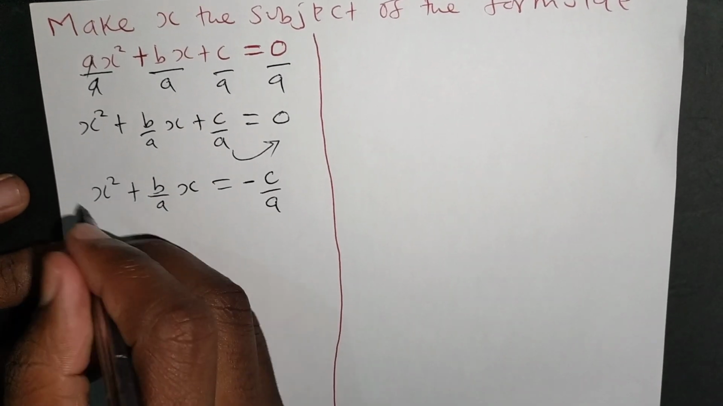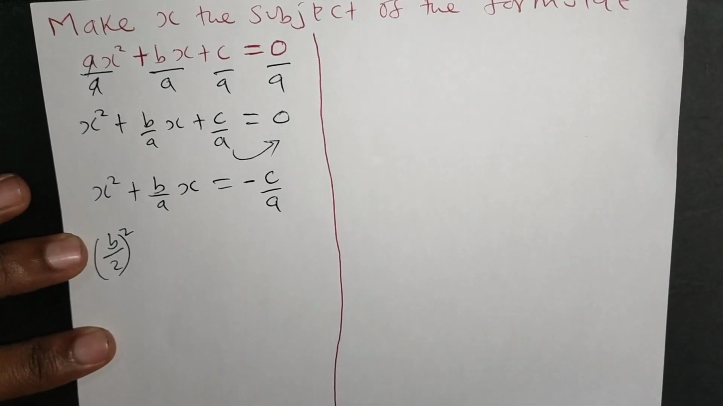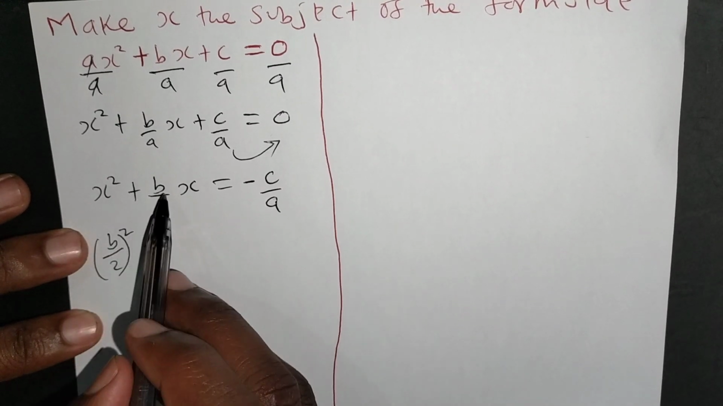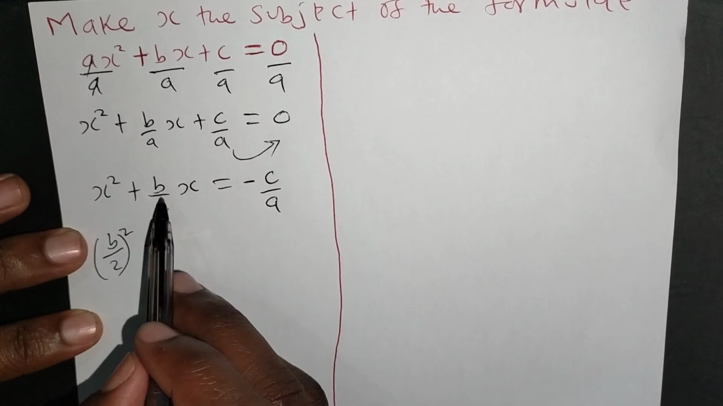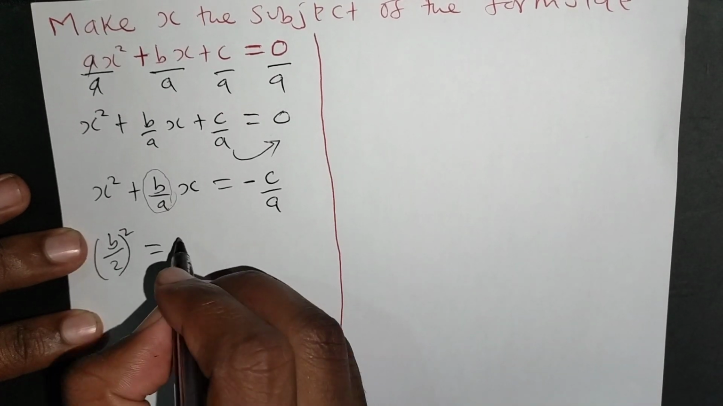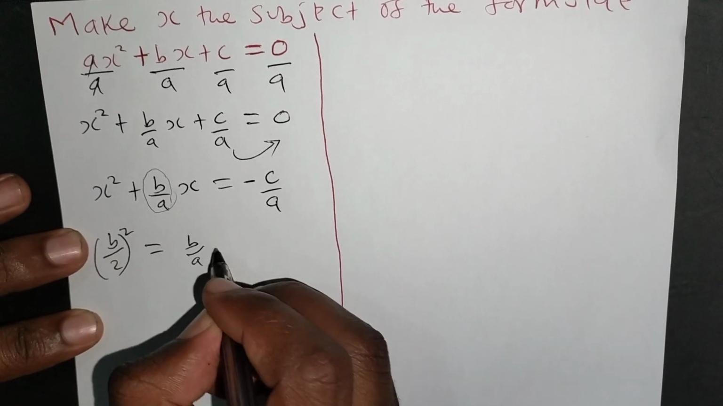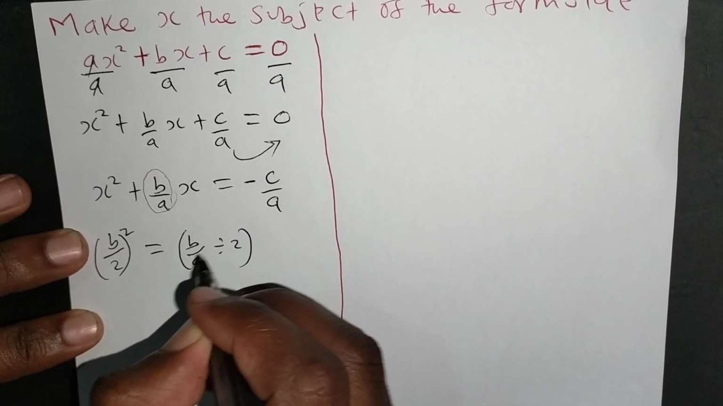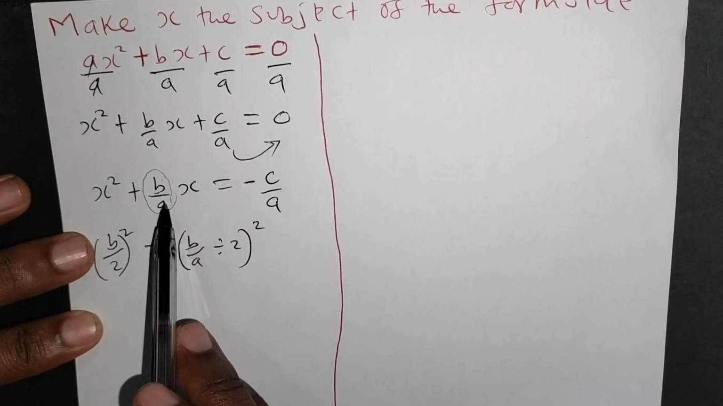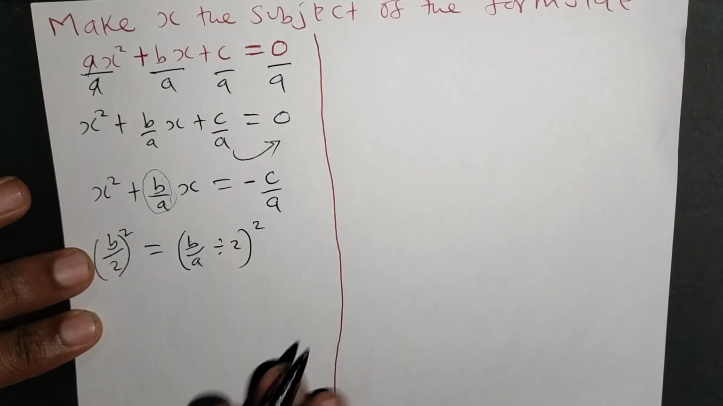Now, the third step is to add the value of b over 2 squared on both sides of that particular equation. Remember, the value of b is usually the coefficient of x. Therefore, our b in this particular case is this term, which is the coefficient of x. So our b is b over a, then of course it is b over 2, then squared. So our value of b in this particular case is b over a, and I'm taking b over a, then divided by 2.